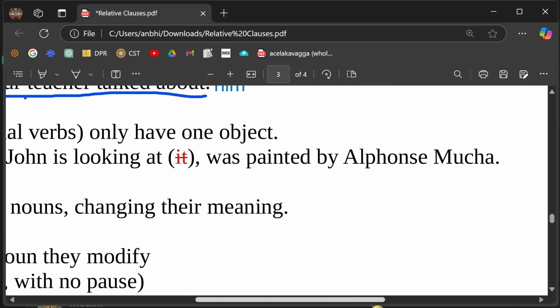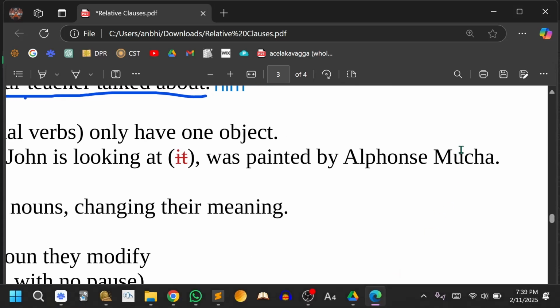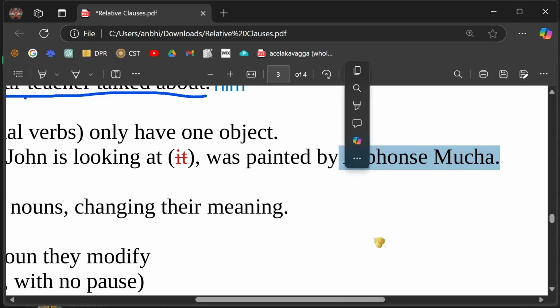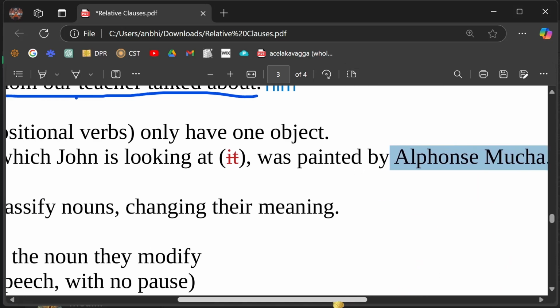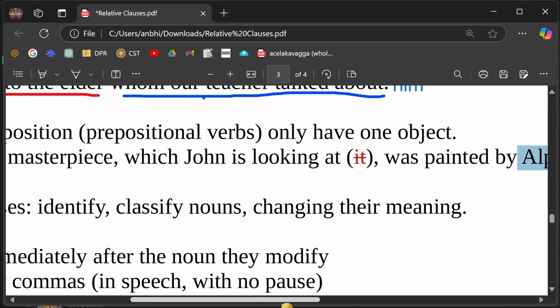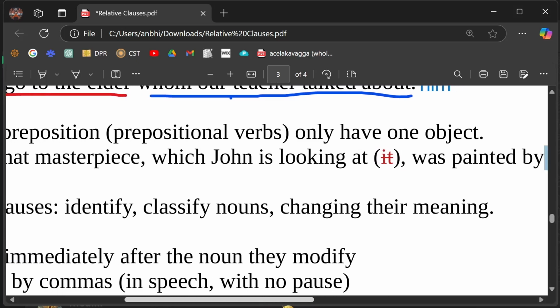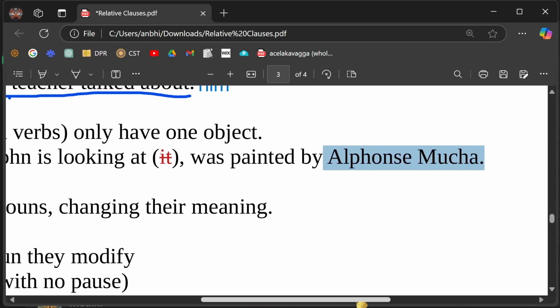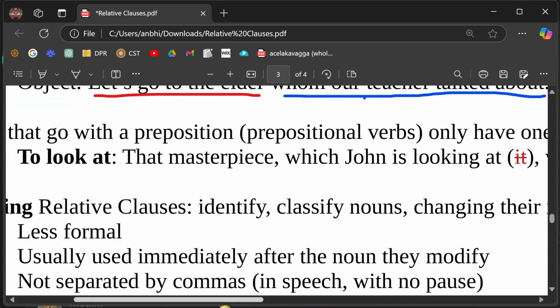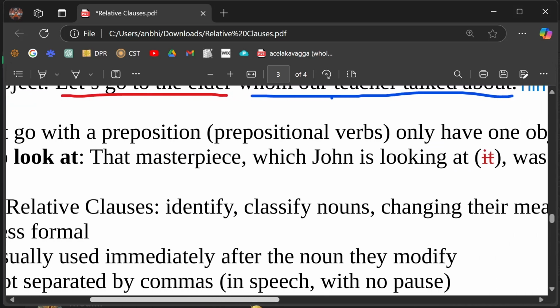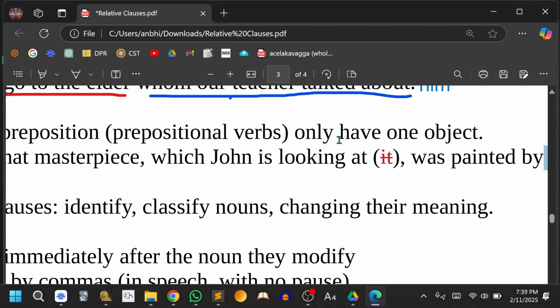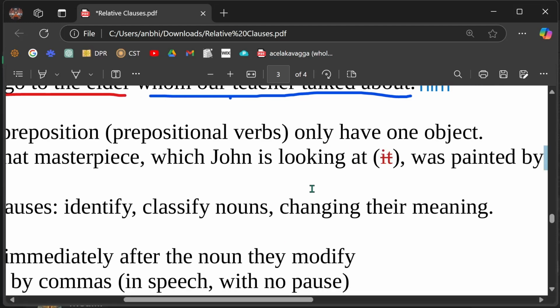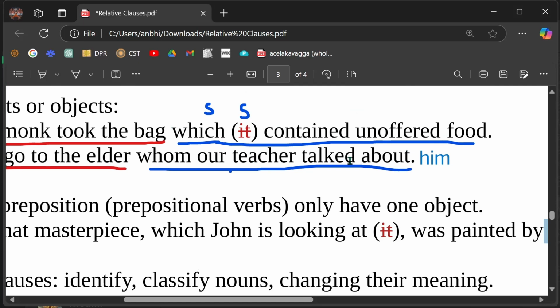Was painted by Alphonse Mucha. You know this painter? This artist? Alphonse Mucha. Okay, that masterpiece which John is looking at was painted by Alphonse Mucha. Do you understand it? Okay. Yeah, so looking at, you should not put two objects. It's a little bit like this one, whom our teacher talked about him. It's a bit like the same, you see?